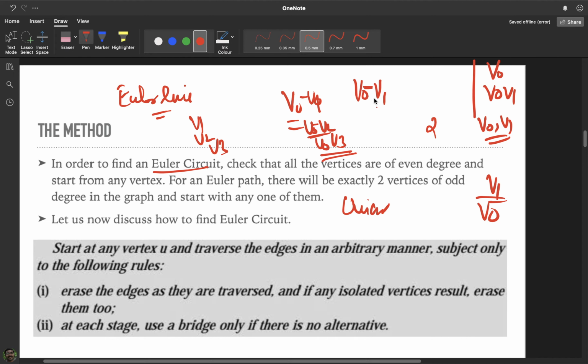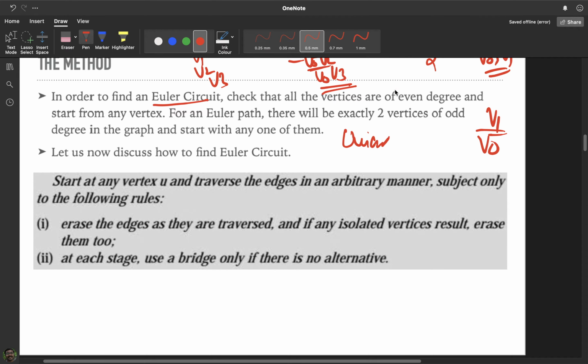Now once you delete this edge, you are at the point V1. At V1, you may have some other edges. Suppose there is an edge from V1 to V3, and suppose there is an edge going to V4 from V1. So you can choose either V1 V3 or V1 V4 in such a way that it is not a bridge. We will see an example so that you will understand this concept better. So this is the basic idea.